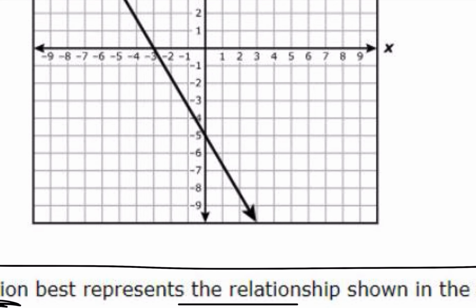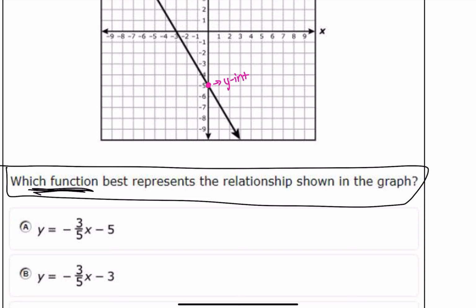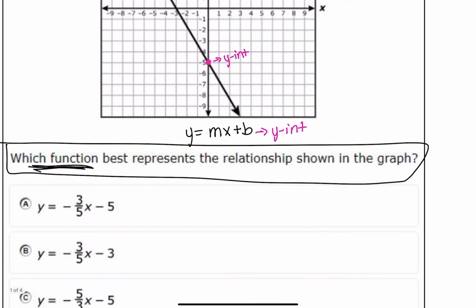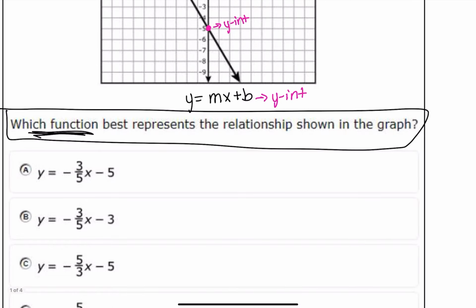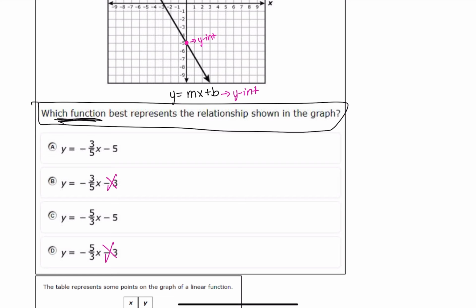I'm going to use my y-intercept because that's going to be part of y equals mx plus b. So this is my y-intercept. And again, all of these equations are in slope-intercept form, which is y equals mx plus b. B is going to be your y-intercept. So that means the number at the end of the equation needs to be -5. So it's not going to be B, and it's not going to be D.